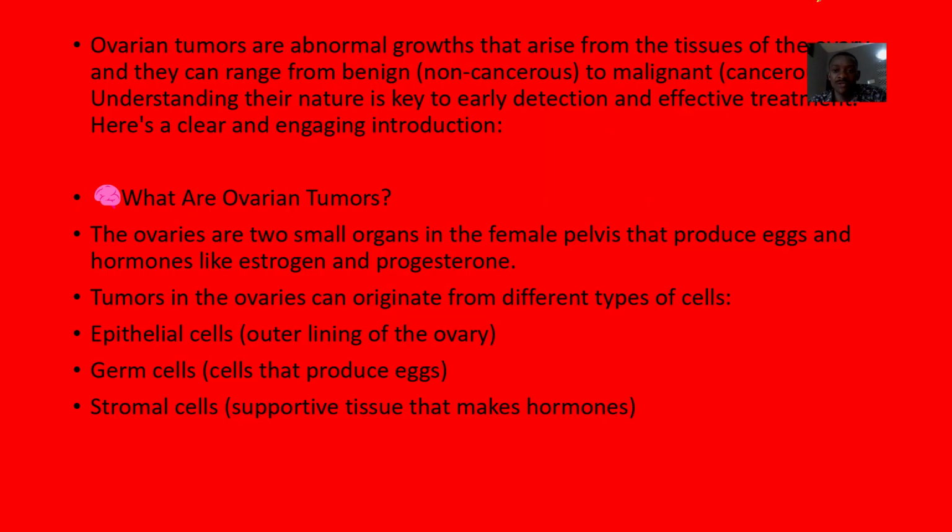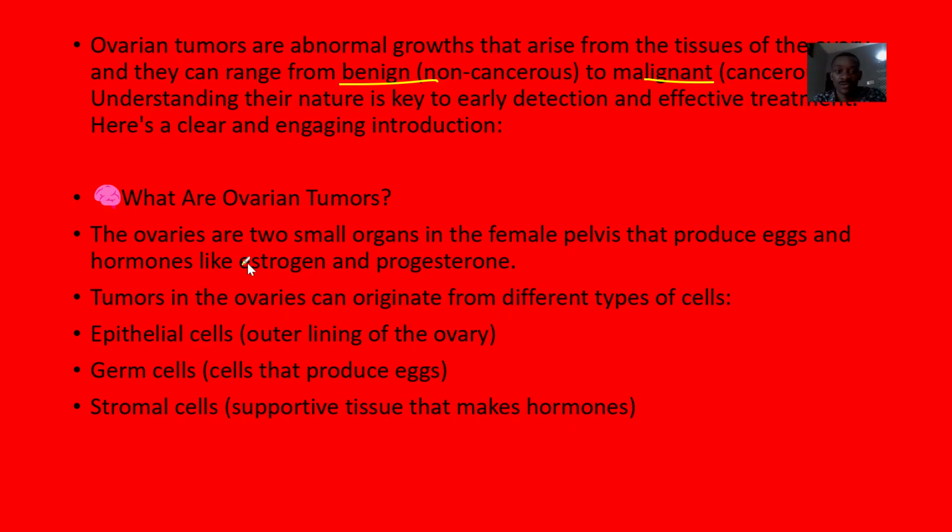We said that ovarian tumors, of course, a tumor is an abnormal growth. Ovarian is in the ovaries, okay? So they range from what? The ones that will just be there, they can't spread to another place, no problem, to the ones that can spread to other places, they are cancerous. So if you understand their nature, it will help you to be able to detect them, it will help you to be able to treat them very well.